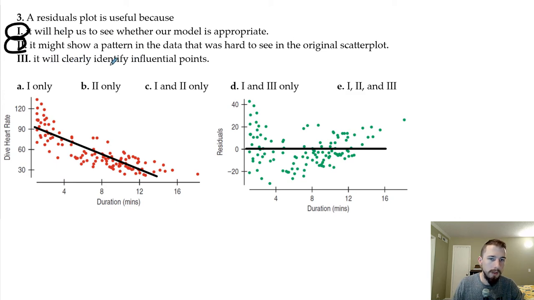It'll clearly identify influential points. Okay, so a point has leverage if it is far away from the average x. That's not true, but influential points means that if we remove that point, it would greatly change the slope. And the problem with that is that they usually don't have high residuals if they were influential, because they drag the actual slope towards it. So that's not going to be true. So it's 1 and 2 only, so that would be C as in Charlie.